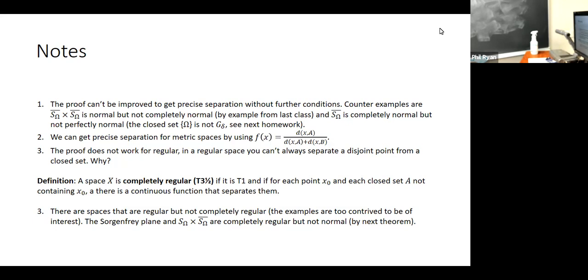plane. They're completely regular. We've already seen that they're not normal, but they are completely regular. The next theorem will show you that they're completely regular.